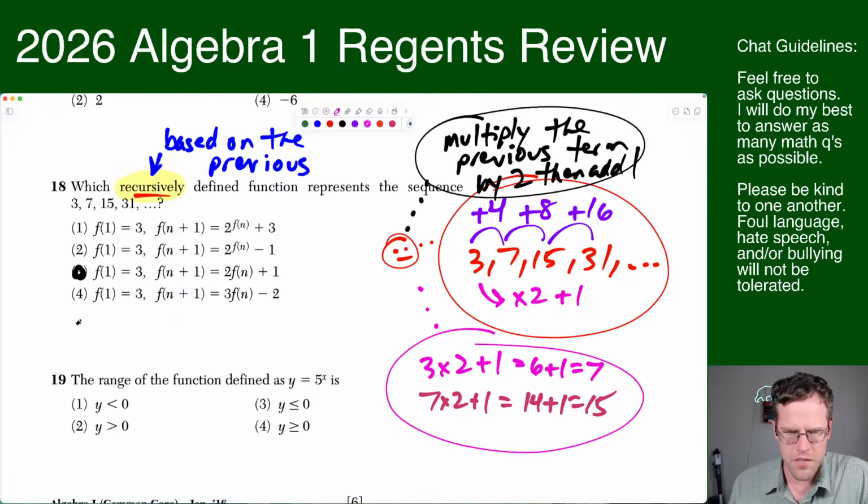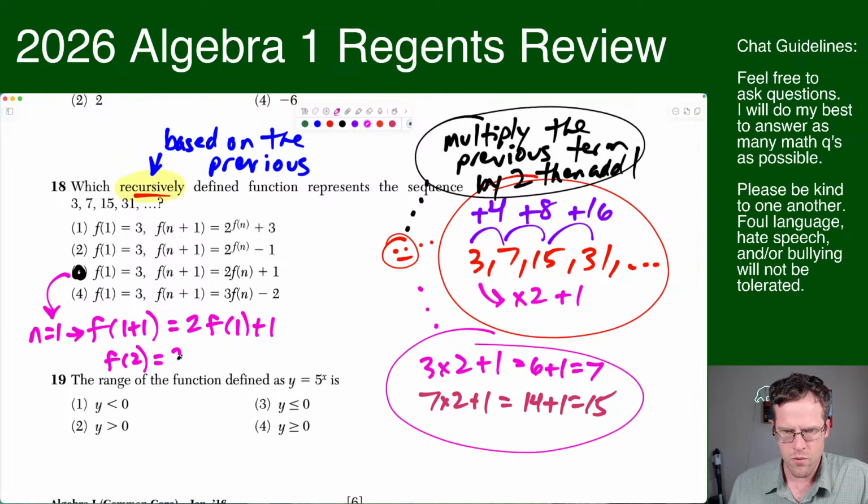If you're like, whoa, what on earth is happening? Watch what happens if I do this. If I plug in 2, let's say I want to find what's going on at 2. See how it's n plus 1? If n equals 1, I get f of 1 plus 1 is equal to 2 times f of 1 plus 1. Now this tells me f of 2 equals 2 times f of 1, and f of 1, they told us, is 3, plus 1, and that gives us 7, which is the second term.